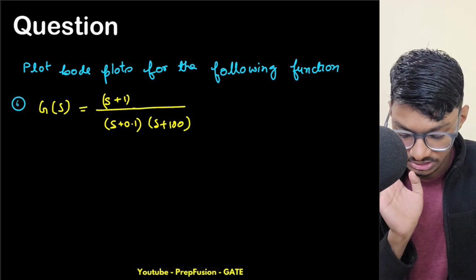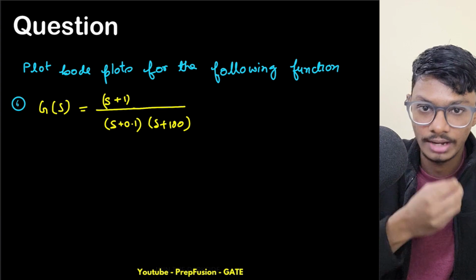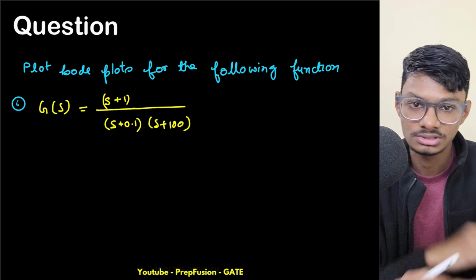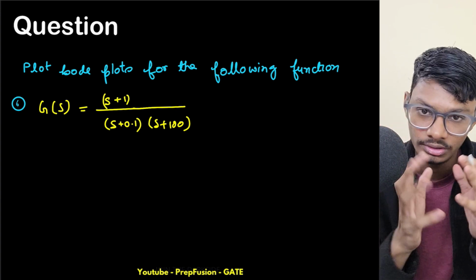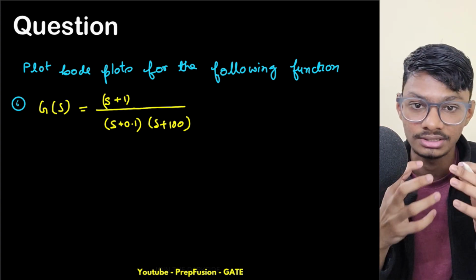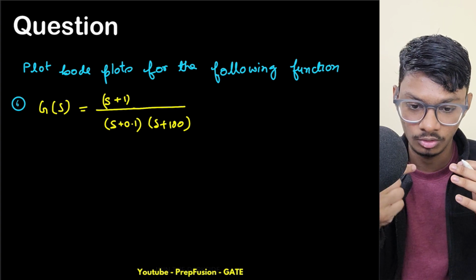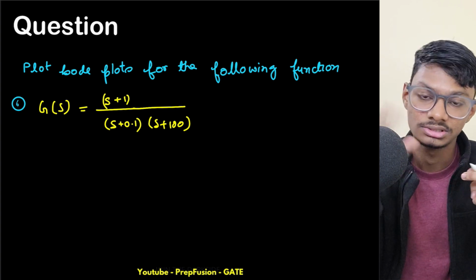Okay, now this is just the first example, that is why I am doing it so slowly. In the next few things we will do it in just 1-2 minutes. Here I am doing it slowly to understand everything that is actually happening in the Bode plot and why the Bode plot characteristics are like that.